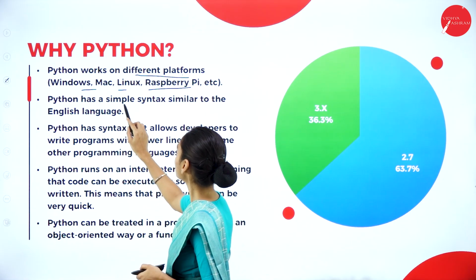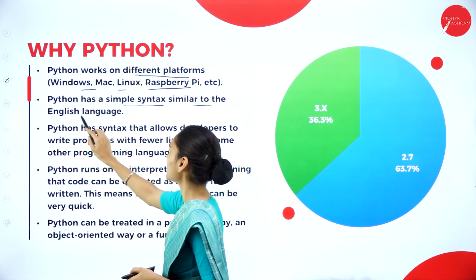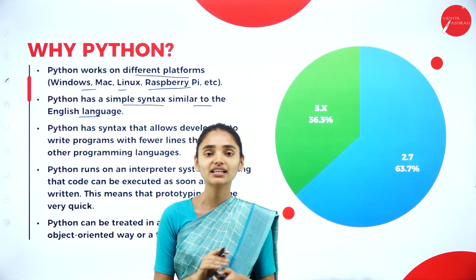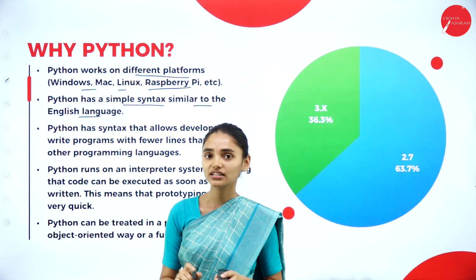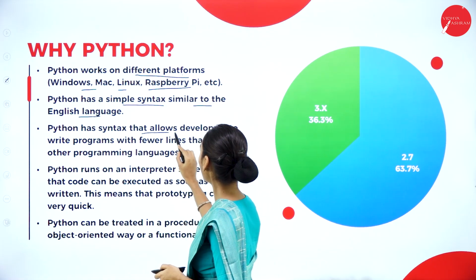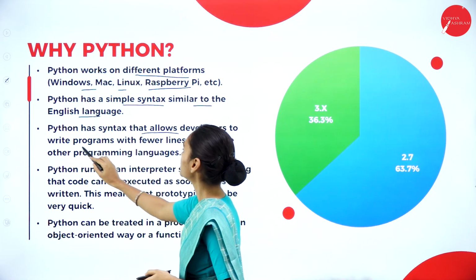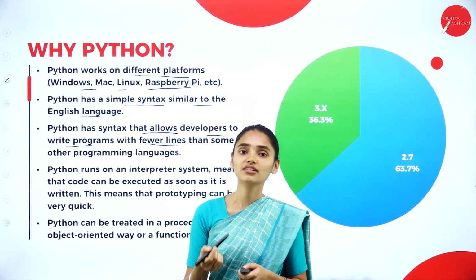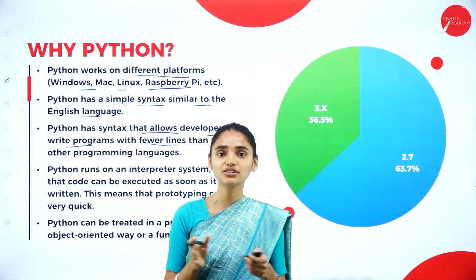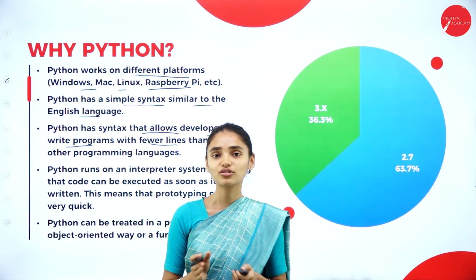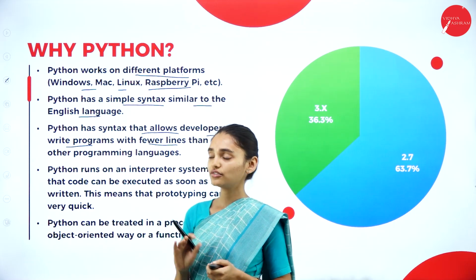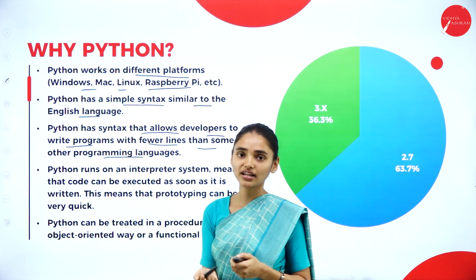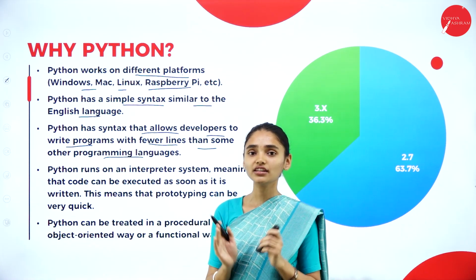Next, Python has a simple syntax similar to the English language. Compared to C, C++, Java, Python code and syntax are very easy, similar to the English language. Python has a syntax that allows developers to write code with fewer lines. There is no need for a large piece of code. You can code it in very few lines compared to other programming languages.